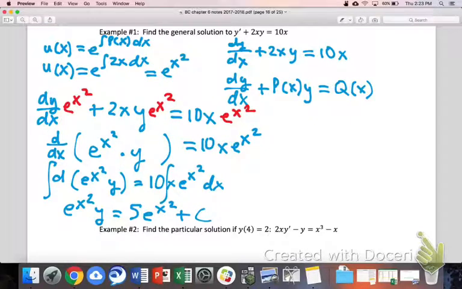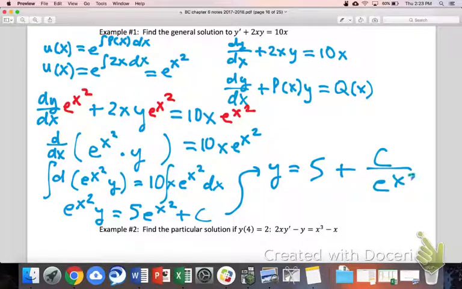Now you can do u substitution over there. It is a pretty straightforward substitution or adjustment. It did ask for the general solution, so my final step would be to get the y all by itself. To do that, I need to divide by e to the x squared. So my general solution would be y equals 5 plus c over e to the x squared. And no, c over e to the x squared is not some other c, because e to the x squared is definitely not a constant.